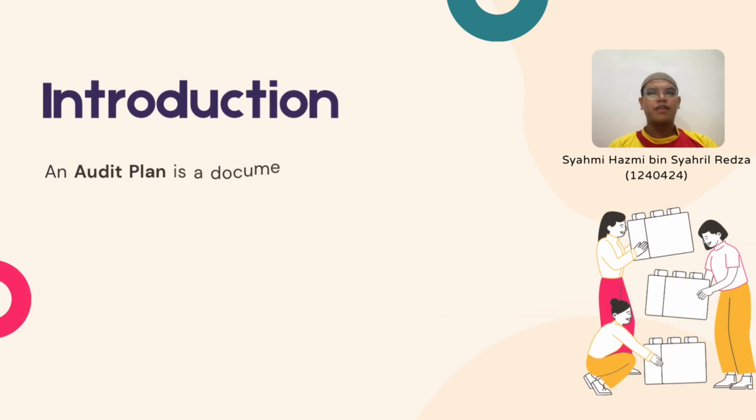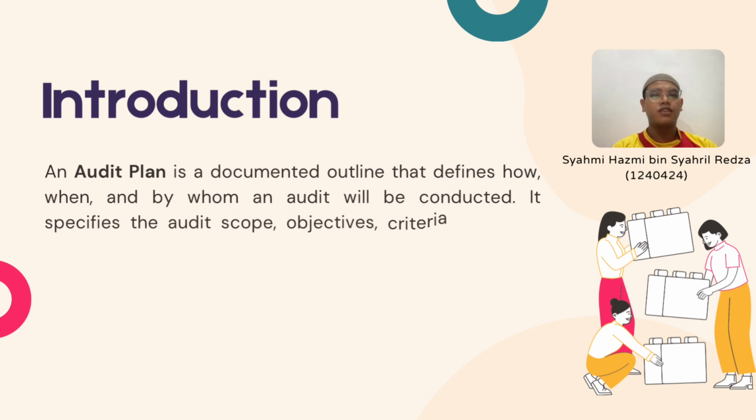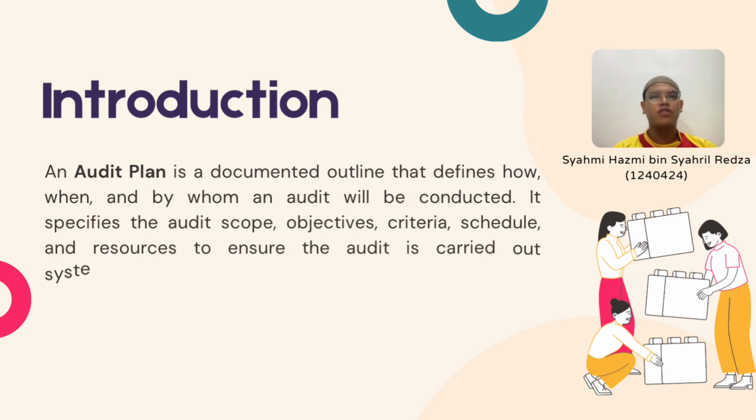An audit plan is a documented outline that defines how, when, and by whom an audit will be conducted. It specifies the audit scope, objective, criteria, schedule, and resources to ensure the audit is carried out systematically and effectively.